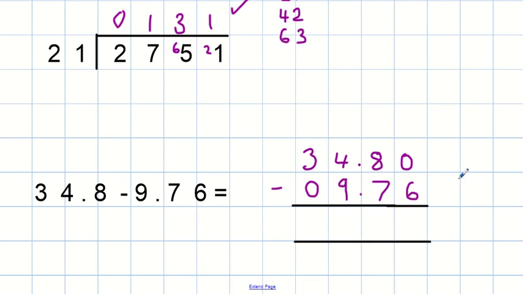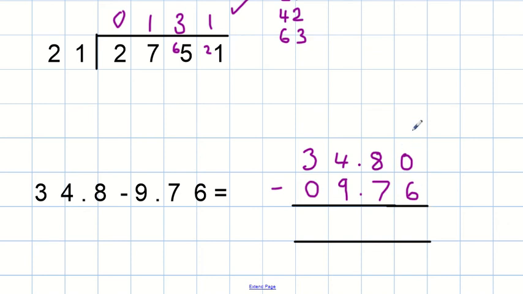Now it might be worth Year 6 pausing the video and just checking that if you've used the subtraction method like this, that you've presented that accurately, because if you haven't done this part, then the rest of your answer is going to be incorrect.